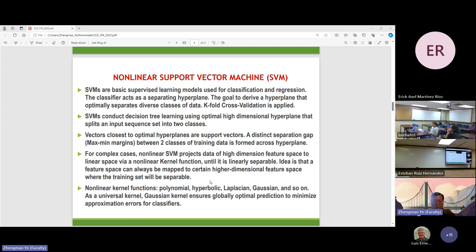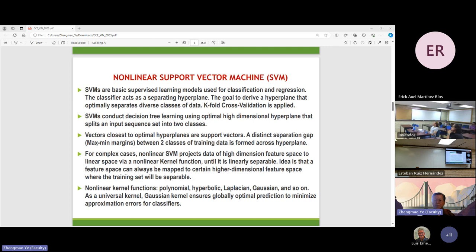About nonlinear support vector machine. The SVMs are basic supervised learning models used for classification and regression. The classifier acts as a separating hyperplane. The goal is to derive the hyperplane that optimally separates diverse classes of data. In our case, K-fold cross-validation is applied. SVM conducts decision tree learning using an optimal high-dimensional hyperplane that splits the input sequence into two classes. The vectors closest to the optimal hyperplane are support vectors. A distinct separation gap between the two classes is formed across the hyperplane.